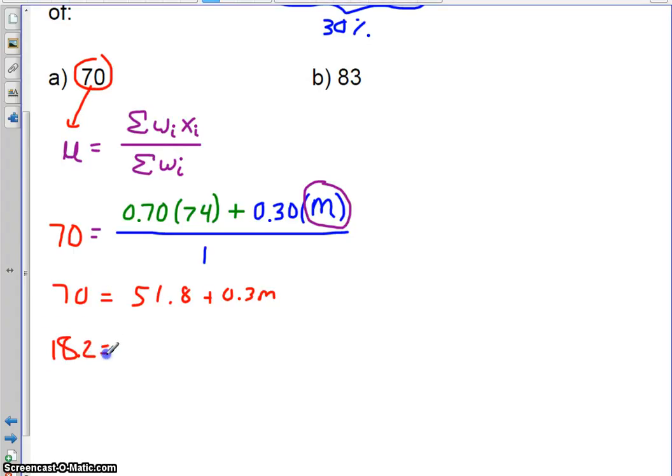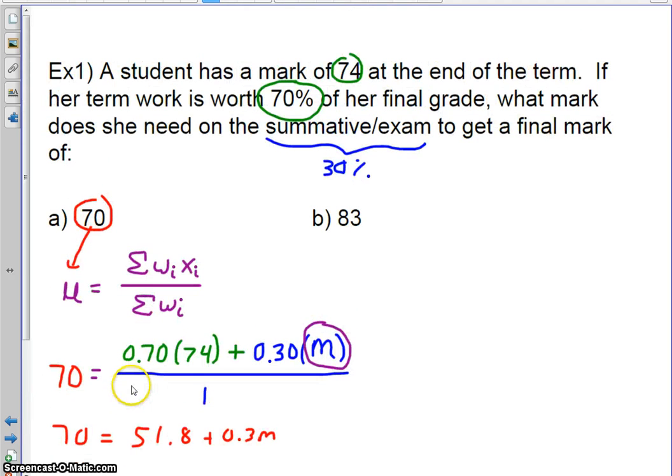So I get 18.2 is equal to 0.3 m. Then dividing by 0.3 gives me a mark of 60.7, approximately, again to one decimal place. So what that tells me is that as long as she achieves at least a 60.7 over her summative exam, the final 30% of the course, she'll achieve a 70 in the course.